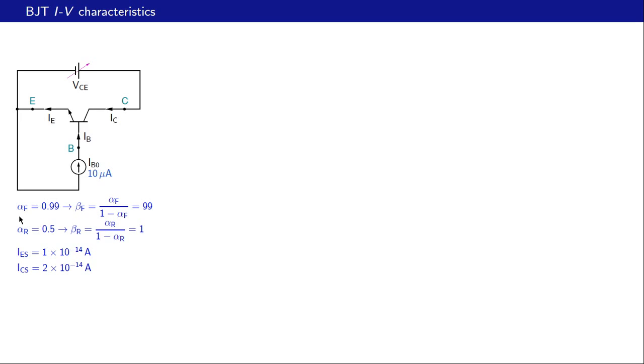These are the parameters we will consider. Alpha F, the forward alpha, as 0.99, that makes beta equal to alpha by 1 minus alpha, that is 99. Alpha R, the reverse alpha, equal to 0.5, that makes the reverse beta equal to alpha R by 1 minus alpha R, or 1. And clearly this transistor is very poor in the reverse direction because its beta is so small in the reverse direction. And these are the saturation currents, IES 10 raised to minus 14 ampere and ICS 2 times 10 raised to minus 14 amperes.